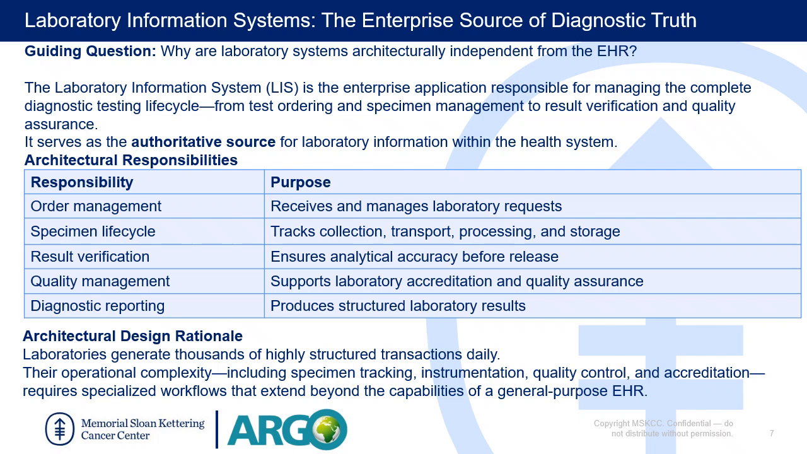Our slide shows the architectural responsibilities of a lab information system. One of those responsibilities is order management. It receives and manages lab requests. There's specimen life cycle. It tracks, collects, transports, processes and stores specimens. Result verification ensures analytical accuracy before release and all that.